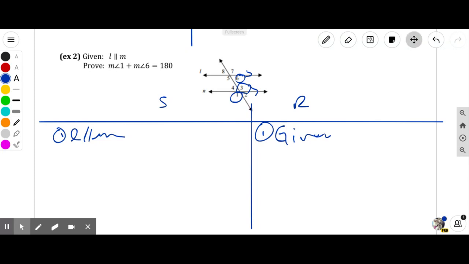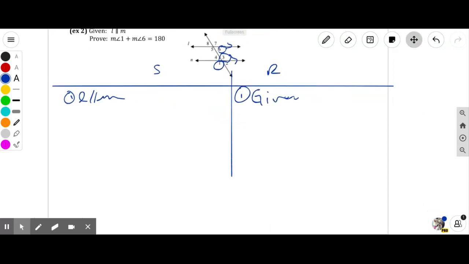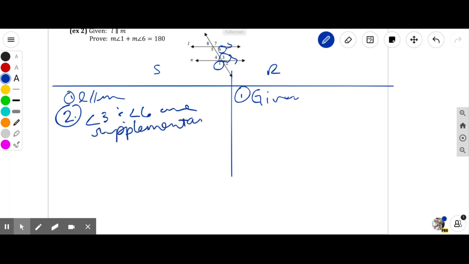And so what we can do is start off by saying that 3 and 6 are supplementary by the consecutive interior angle theorem. Then we can say they add to 180. Then we can say 1 and 3 are congruent, and then do some substitutions. So you kind of have to make a plan when you're doing this, like find an angle they're both related to, and then figure out how you can connect them. So I'm going to say next that angle 3 and angle 6 are supplementary. And that's by the consecutive interior angles theorem.